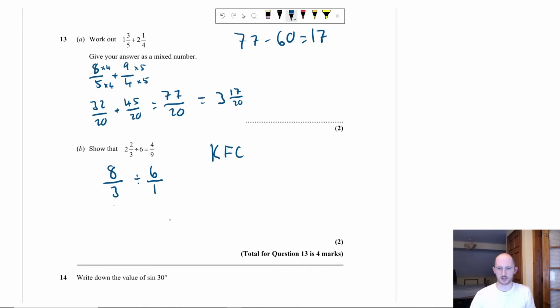So I keep the first fraction the same, 8 over 3. Flip the second fraction, so it's 1 over 6. And I change divide to a times. So 8 times 1 is 8. 3 times 6 is 18. And then, that's not the answer though, right? That doesn't look like this. But we need to simplify. So divide top and bottom by 2. And we get 4 over 9. Cool.